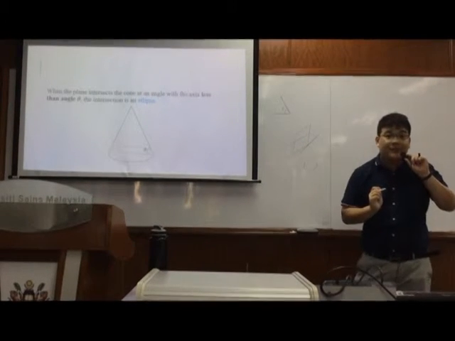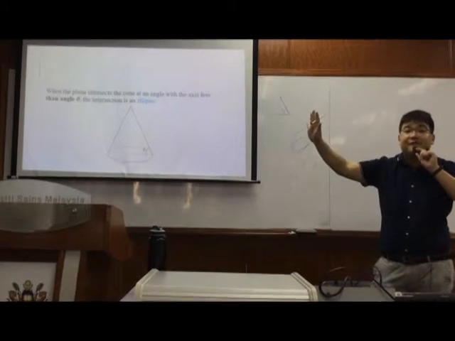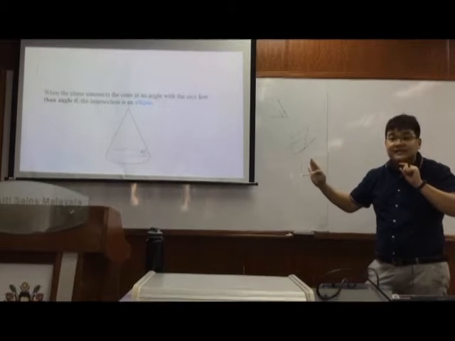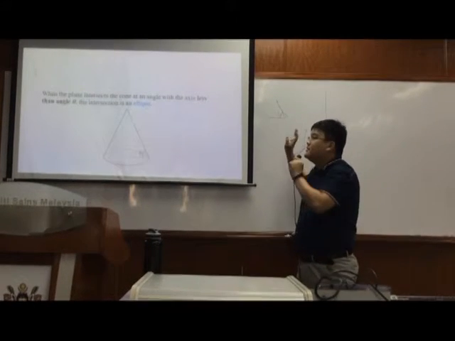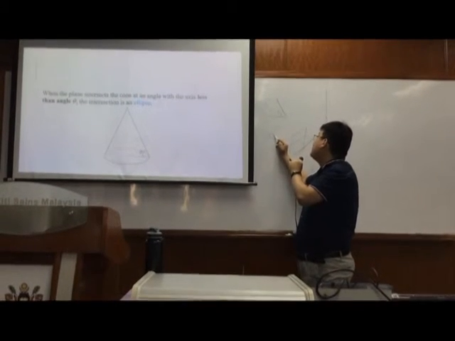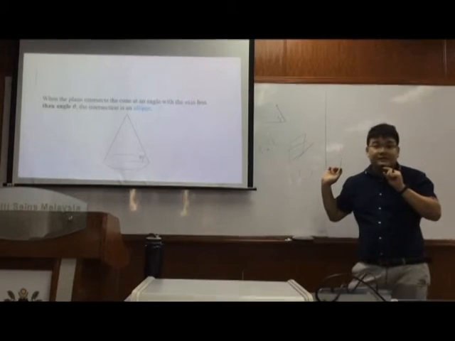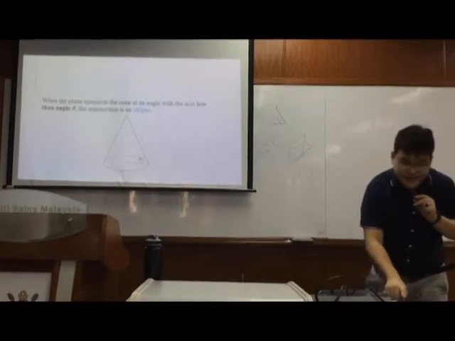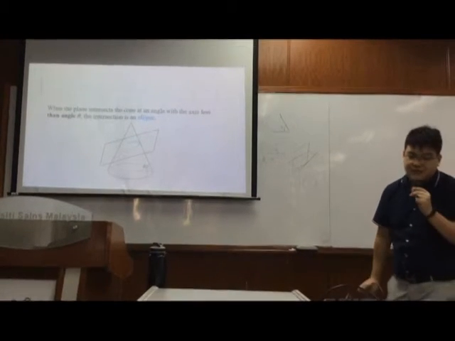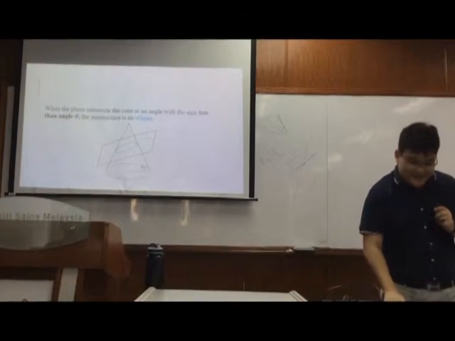theta 1. When you see a plane from the side view, you will see only one line. And this line makes an angle with the base, theta 2, where theta 2 is less than theta 1. So when theta 2 is less than theta 1, like in the slide, you will obtain a curve which is known as an ellipse. Understand?